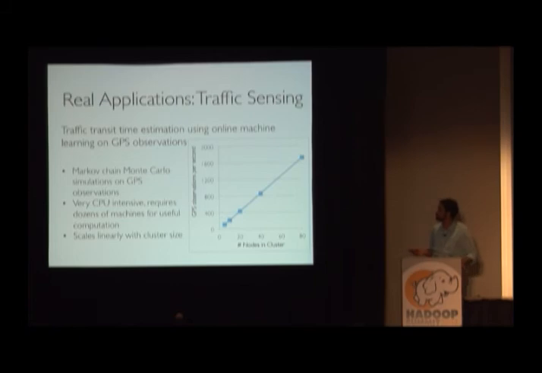We also tried real applications, in this case traffic sensing. This is a research project back in Berkeley where we run a complex machine learning algorithm, in this case Markov chain Monte Carlo simulations. Don't ask me what that is. It's very CPU intensive, and you actually need a large cluster to do useful computations on hundreds of GPS observations per second. We implemented that on Spark Streaming, and you can see that the system scales very linearly with the number of nodes in the cluster. We tried, I think, up to 80 nodes, but we could have tried more, we just didn't.